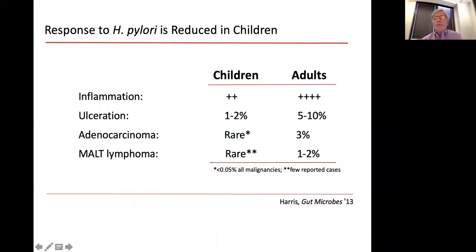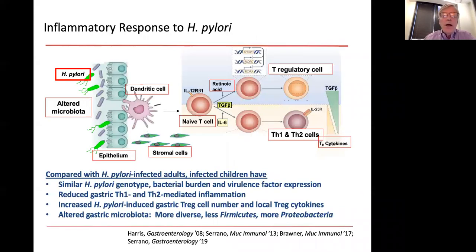Children have significantly less inflammation, although they always get some degree of inflammatory response, compared to adults. They have a markedly reduced level of ulceration, and gastric adenocarcinoma and MALT lymphoma are so unbelievably rare that, in effect, they do not exist in children compared to adults. What about the inflammatory response?